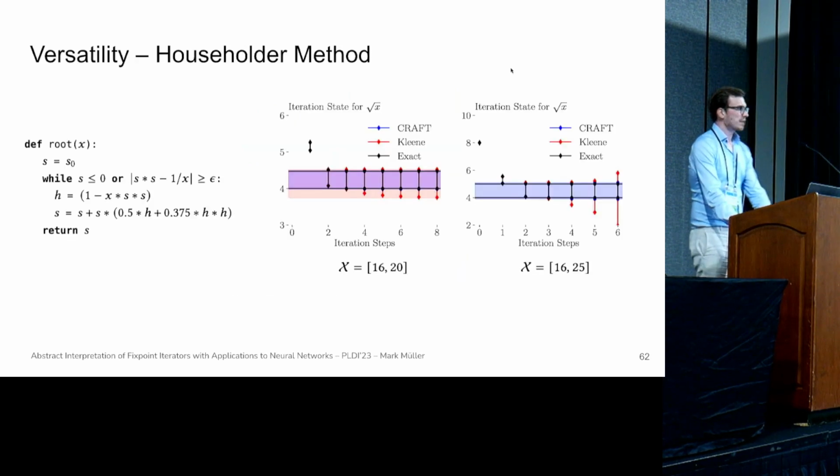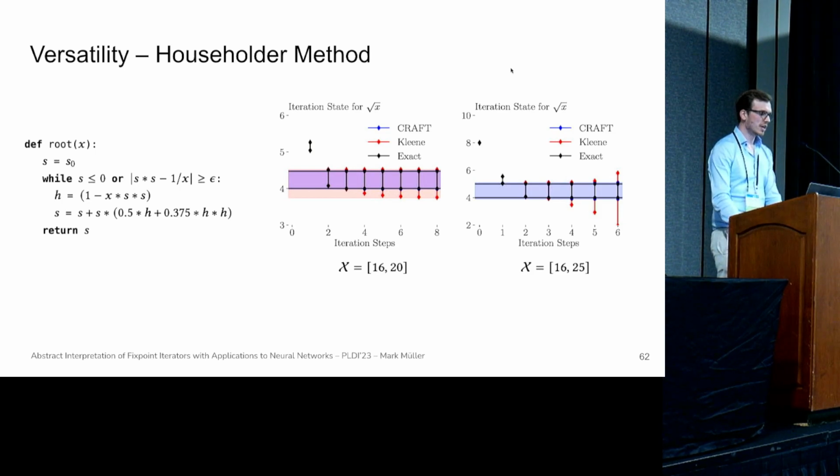However, our method can also be applied to analyze other numerical fixed-point iterators, such as the Householder method. Here we show a comparison to the popular Kleene iteration for two different input ranges. And in the center we see for a moderate input range, CRAFT obtains a much more precise over-approximation of the reachable set, here illustrated as a shaded blue region, compared to Kleene iteration, heeding the shaded red region, and almost recovering the exact ranges. As we increase the size of the input region, we see the Kleene iteration diverges, while in this case, CRAFT still obtains a very precise over-approximation of the reachable set.